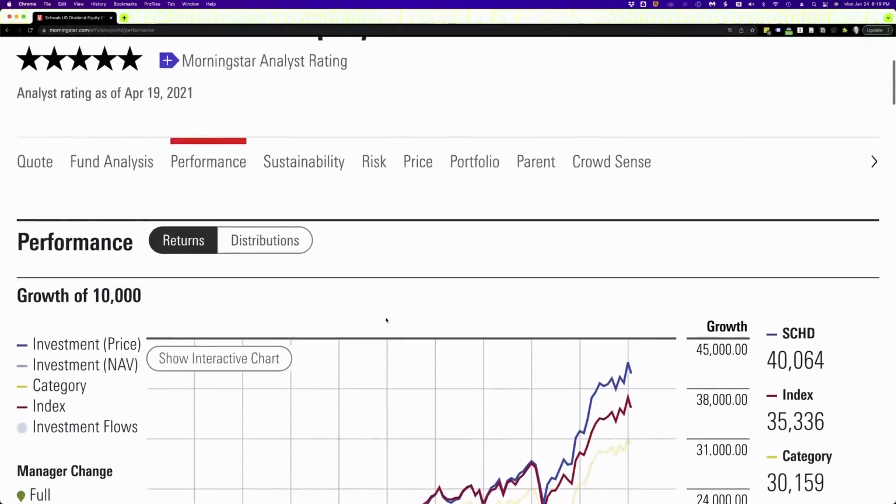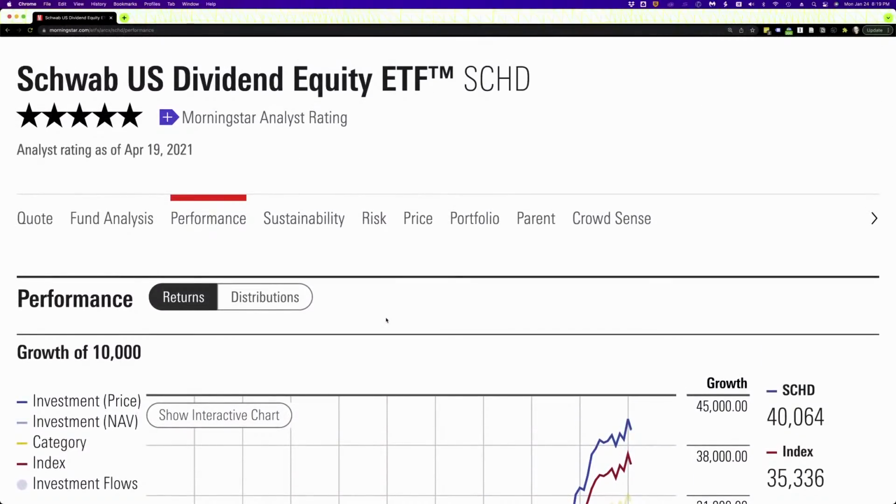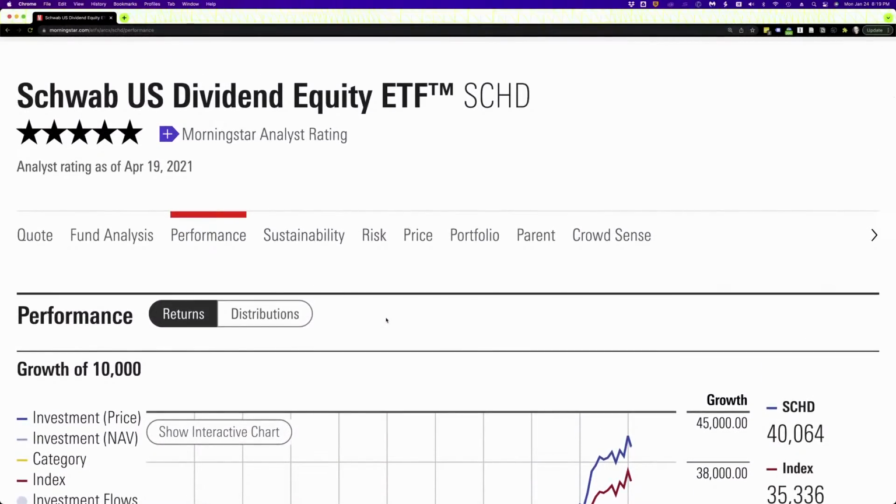I kind of like the Schwab fund between the two, but if you ask me to articulate why, I'm not sure I could. They're both comparable. They're both good options, but I'd probably pick Schwab. Why? I don't know. You've got to pick one of them, right?